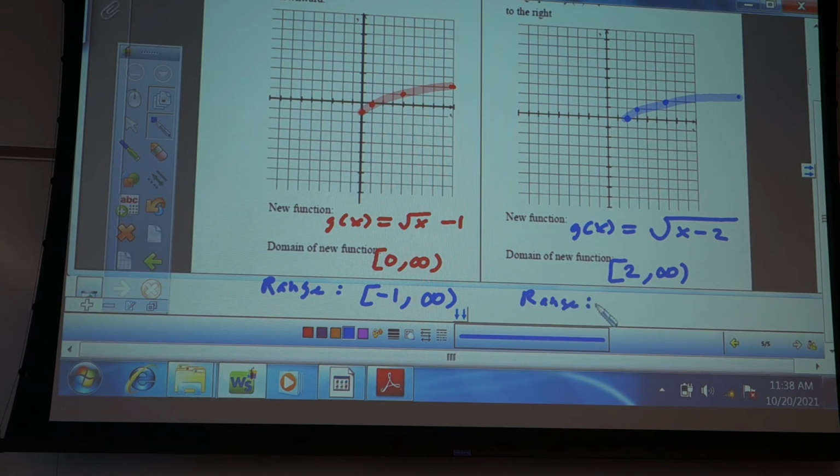And then my range. What's the lowest I go? As I go along here, what's the lowest my pen ever drops to? It's 0. What's the highest I go? Infinity.